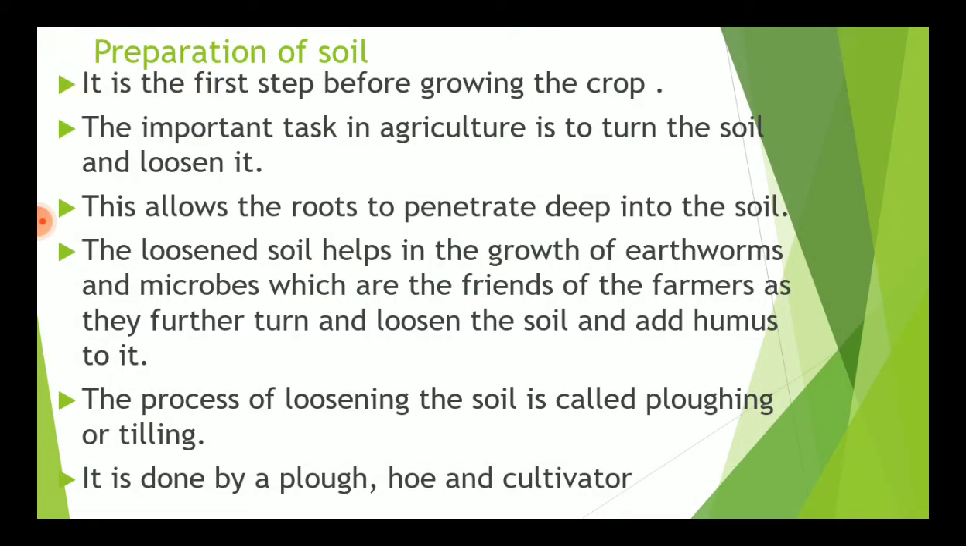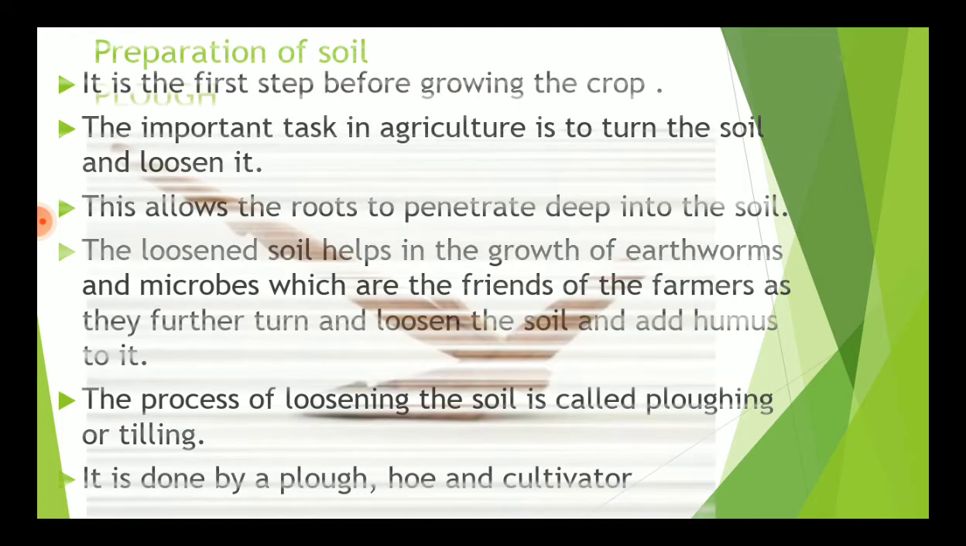Preparation of soil. It is the first step before growing the crop. The important task in agriculture is to turn the soil and loosen it. This allows the roots to penetrate deep into the soil. The loosened soil helps in the growth of earthworms and microbes, which are the friends of the farmers, as they further turn and loosen the soil and add humus to it. The process of loosening the soil is called ploughing or tilling. It is done by a plough, hoe or a cultivator.